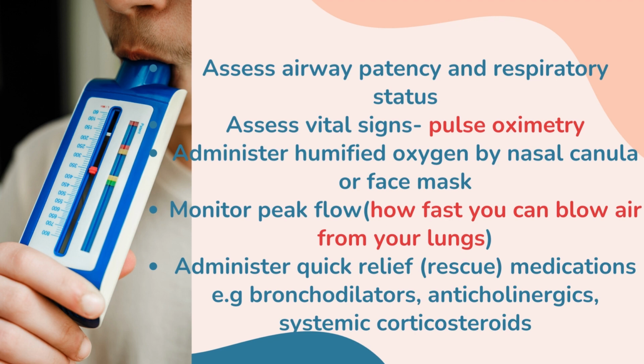For respiratory status or respiratory rate, we want the numbers to be between 10 to 20. That's the normal. And for pulse oximetry, we want their saturation of oxygen to be between 90 to 100%. I hope somebody got that correct.